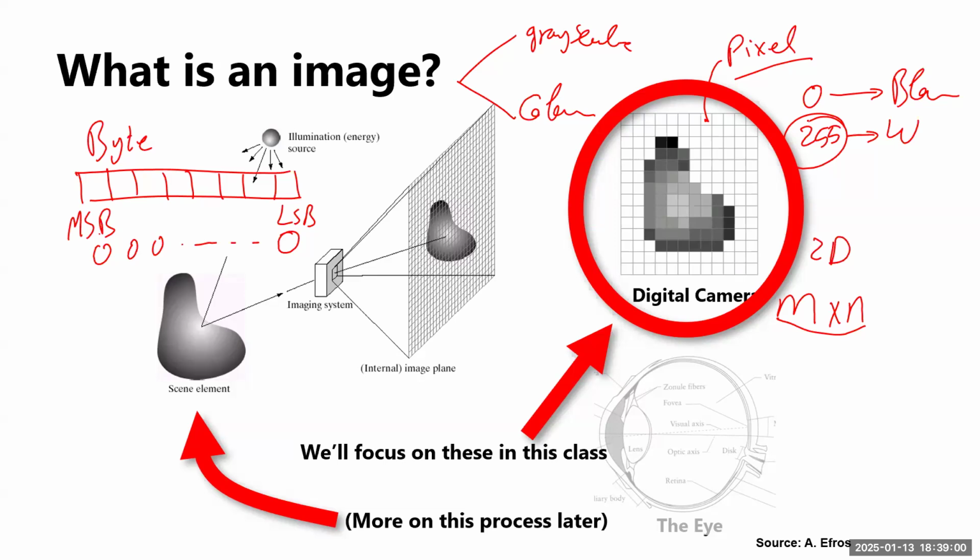I can easily multiply the number of rows and the number of columns. This will give me the total number of pixels. And each pixel requires 1 byte. So 1 times all of this will give me the size of the image. That's how we typically calculate the size of the image.